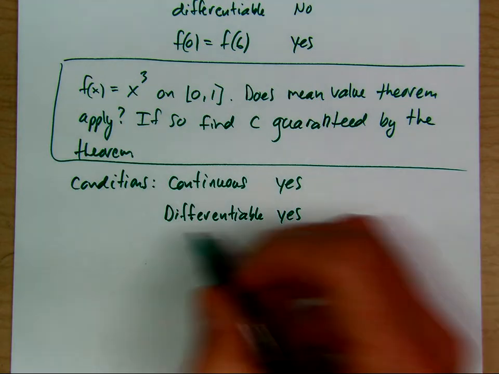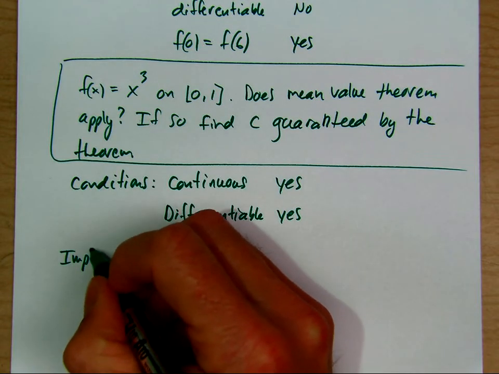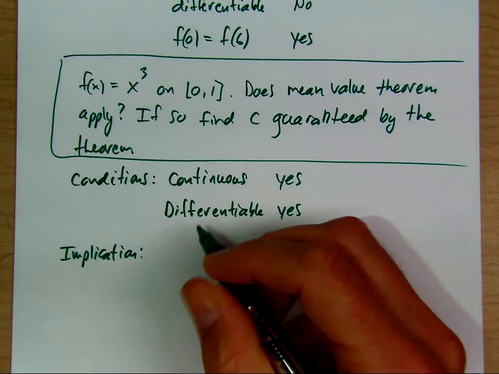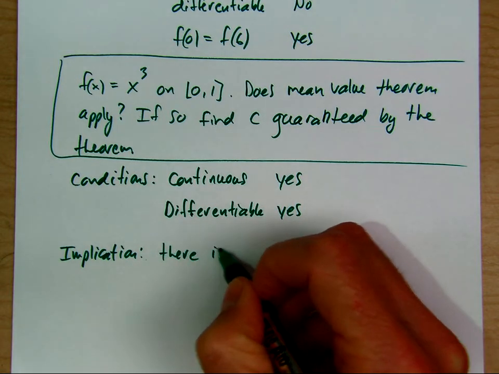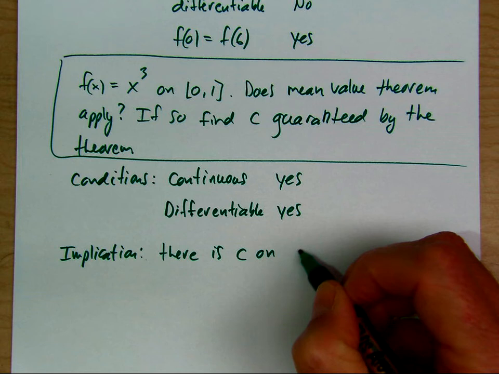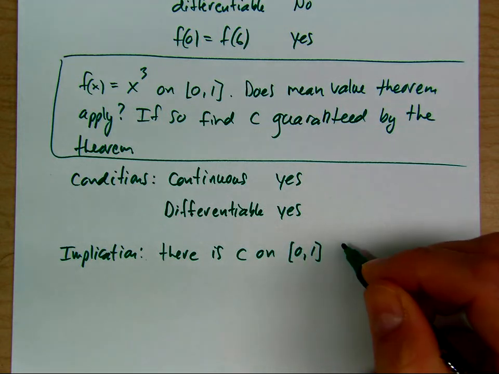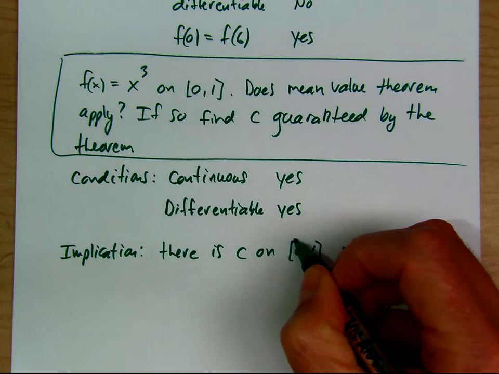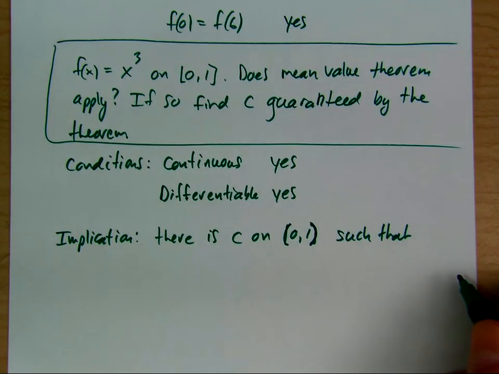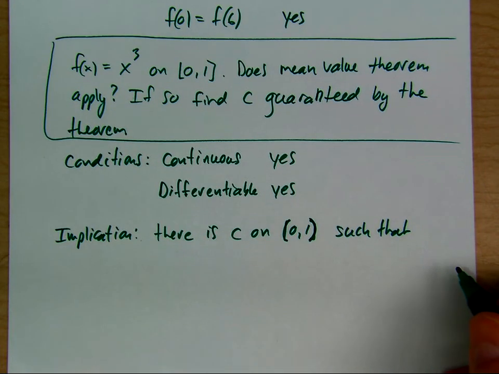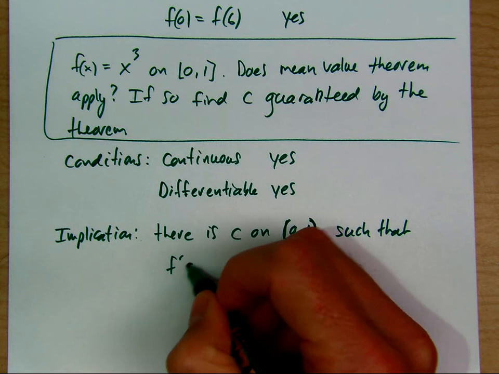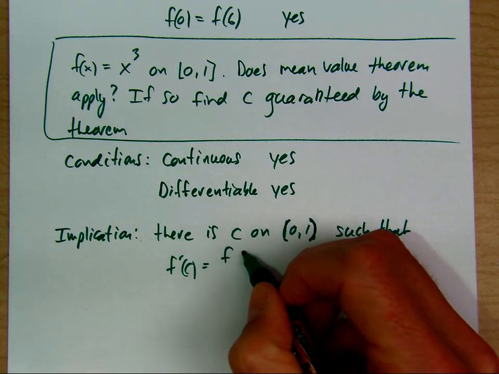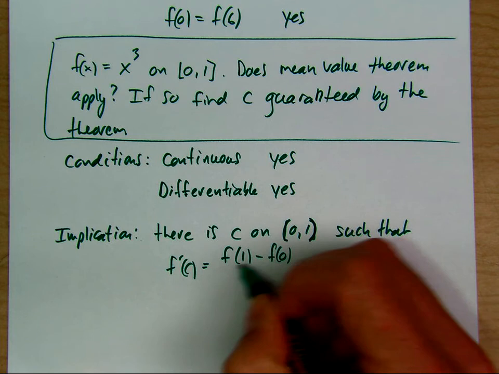All polynomials are smooth and continuous. So the implication is there is c on the interval 0 to 1, such that f prime of c equals f of 1 minus f of 0 over 1 minus 0.